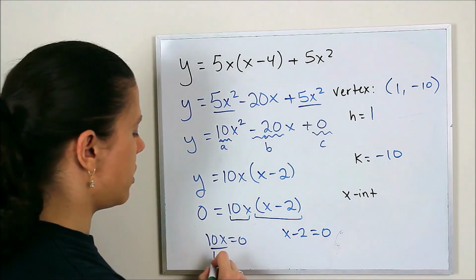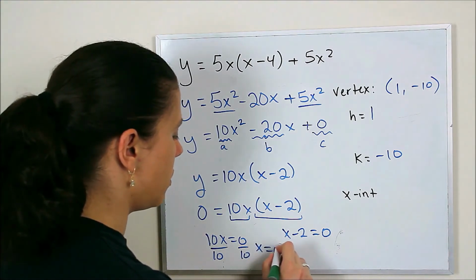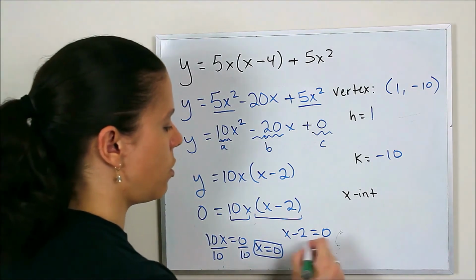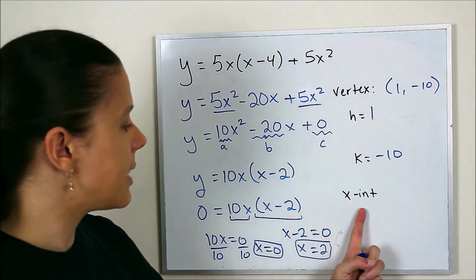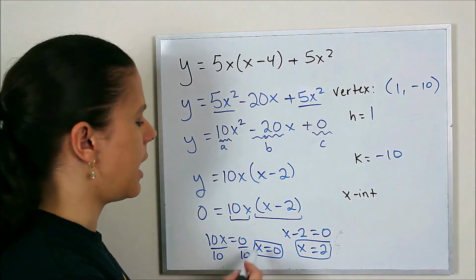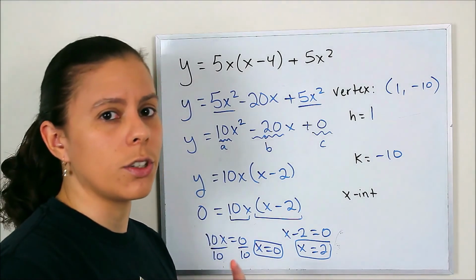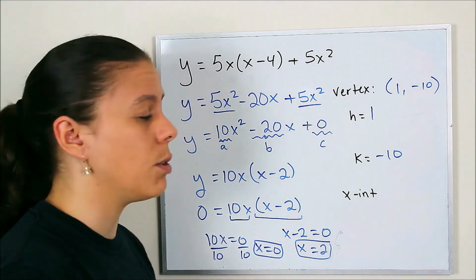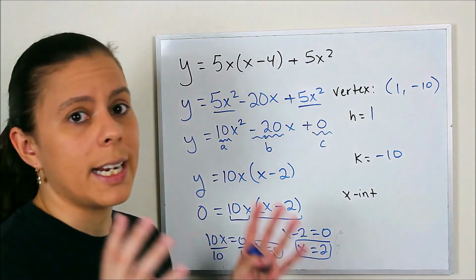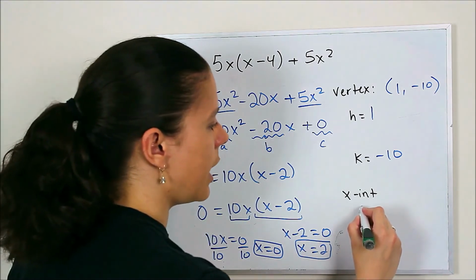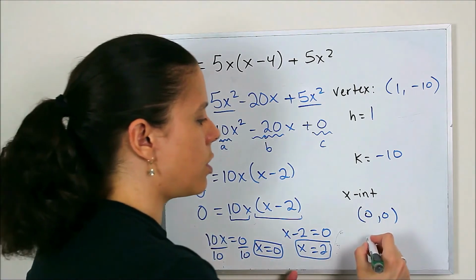So all I have to do here is divide by 10. 0 over 10 is still 0, so x is going to be equal to 0. And for x minus 2, I just add the 2 on both sides. x is going to be equal to positive 2. So my x-intercepts, some people like to write it just like that, x equal to 0 and x equal to 2. I don't like to write it that way because eventually you're going to be talking about vertical asymptotes, and that's how you write them, and you can get a little bit confused. So I would rather write it as coordinates, okay? So the x-intercepts would be (0, 0), which is the origin, and (2, 0).